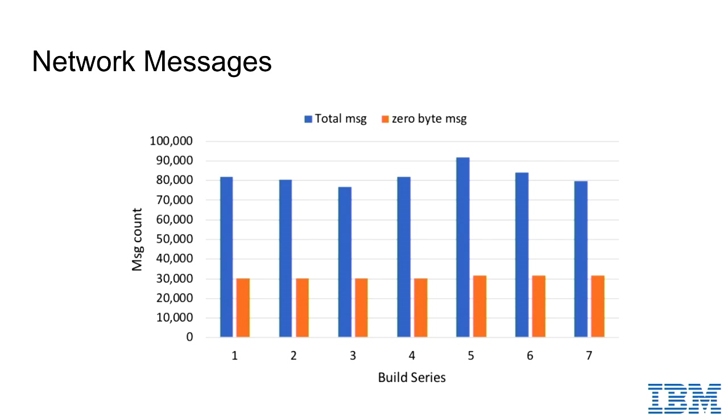So here's the count of the messages to and from the remote cache. The blue line shows the total count, and we're seeing that there are about 90,000 messages per build. So a fair number of messages.